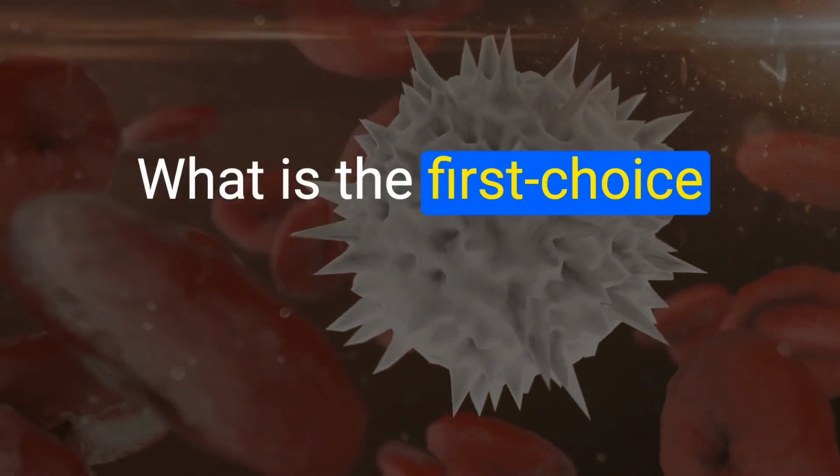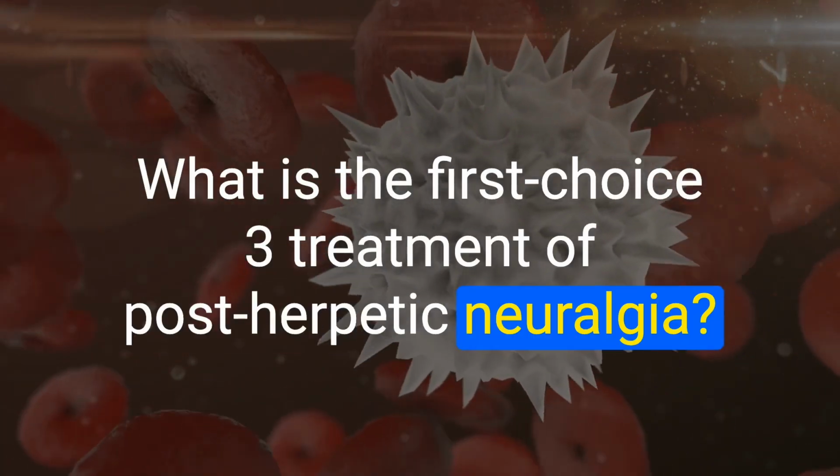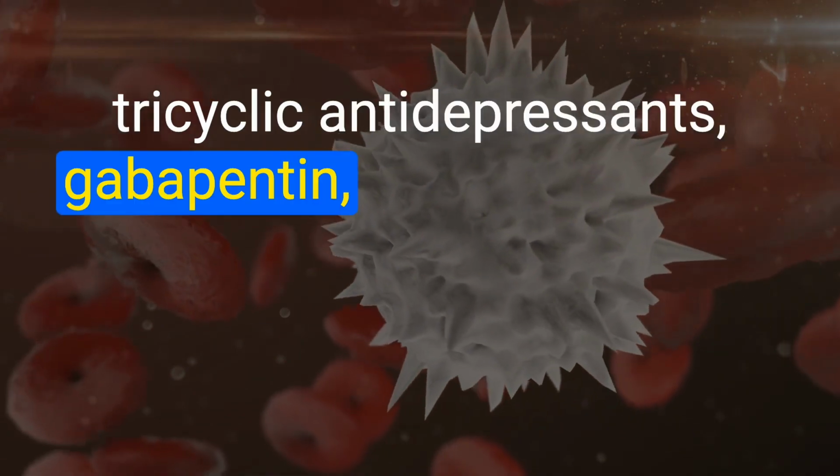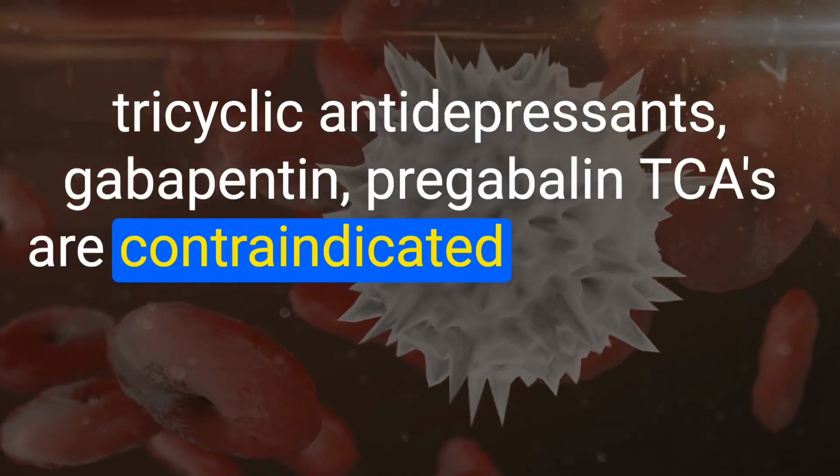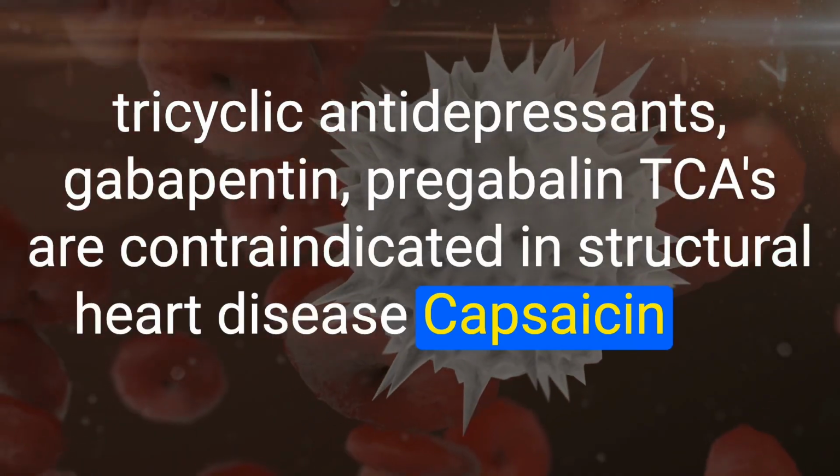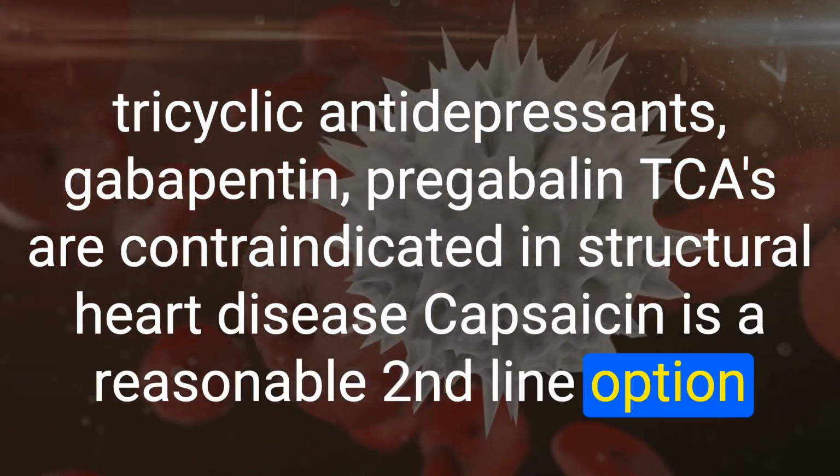143. What are the first choice 3 treatments of postherpetic neuralgia? Tricyclic antidepressants, gabapentin, pregabalin. TCAs are contraindicated in structural heart disease. Capsaicin is a reasonable second-line option.